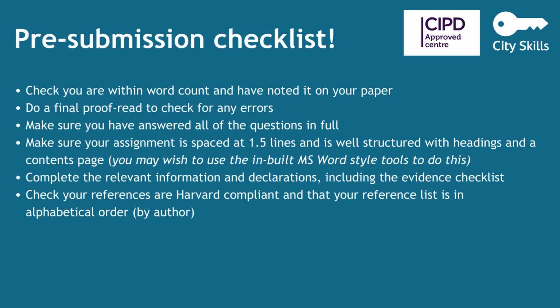Pre-submission checklist. Check you are within word count and have noted it on your paper. Do a final proofread to check for any errors. Make sure you have answered all of the questions in full. Make sure your assignment is spaced at 1.5 lines and is well structured with headings and a contents page. You may wish to use the inbuilt MS Word style tools to do this. Complete the relevant information and declarations, including the evidence checklist. Check your references are Harvard compliant and that your reference list is in alphabetical order, by author.